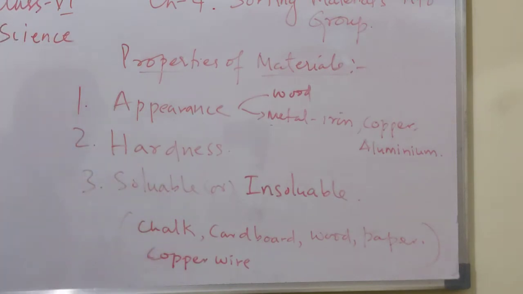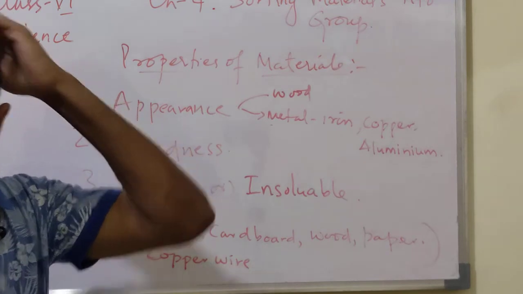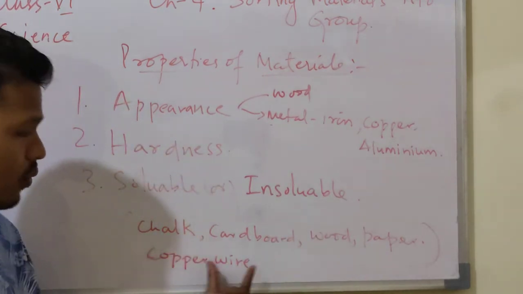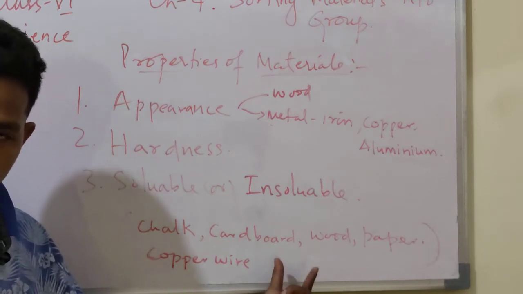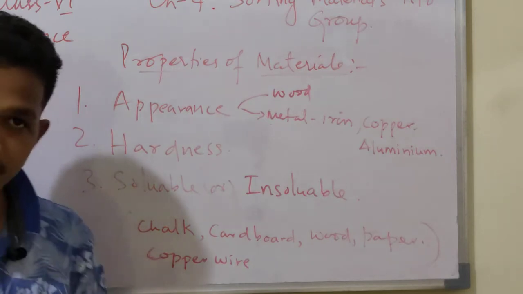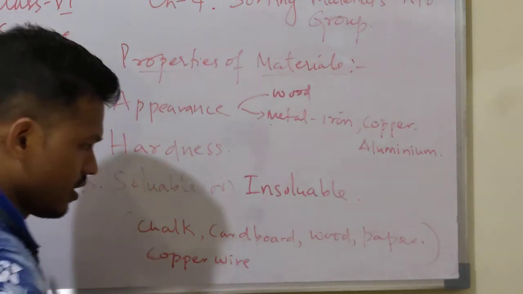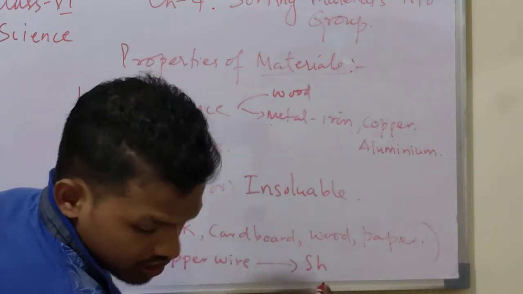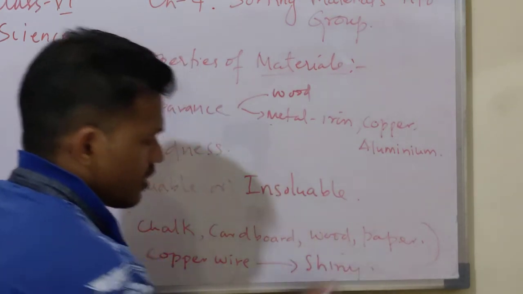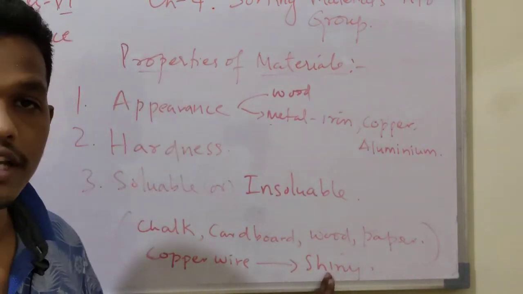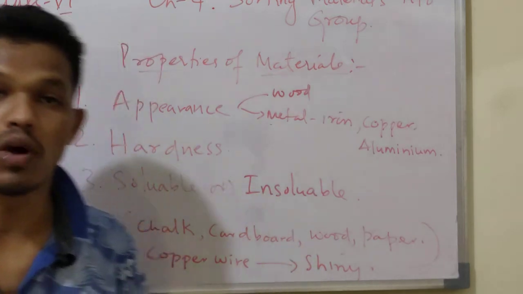Now, if you observe this chalk piece, cardboard, wood, paper, copper wire, or aluminum sheet, does any of this material appear shiny? Yes or no? Does it appear shiny? So what will we do?